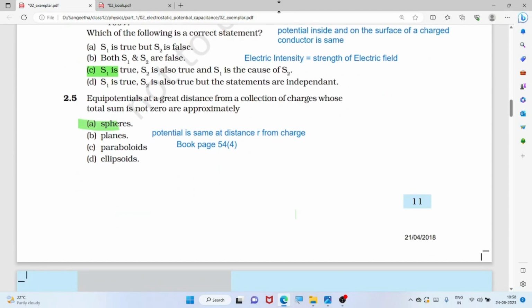Equipotential at a distance from a collection of charges, the total sum is not 0, approximately. From the equation V equals Q by 4 pi epsilon naught R, the potential is the same at a given distance. It depends on the distance. So equidistant from that charge, we will have equipotential surfaces.